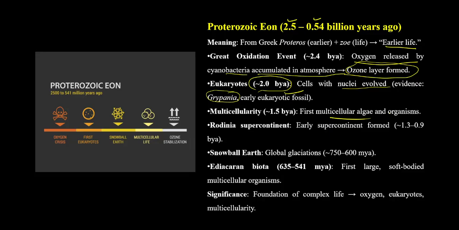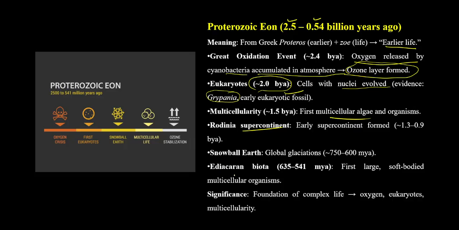Then the Rodinia supercontinent also formed around 1.3 to 0.9 billion years ago. Then global glaciations were also there. Ediacaran biota, which means the first large soft-bodied multicellular organisms, were present there. What is the significance of this time scale?